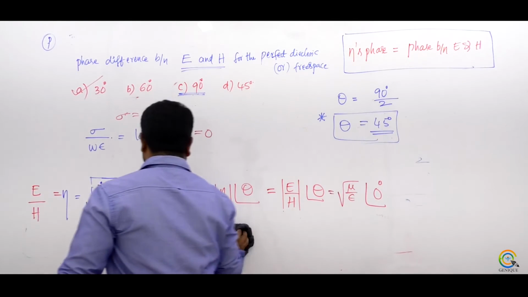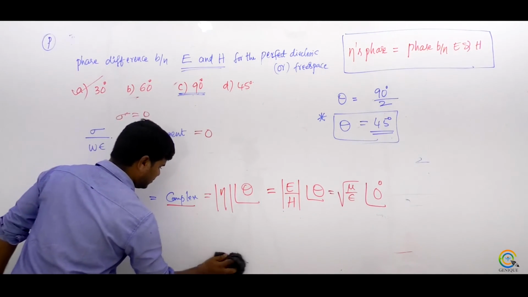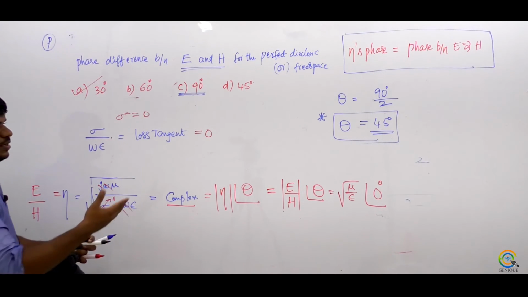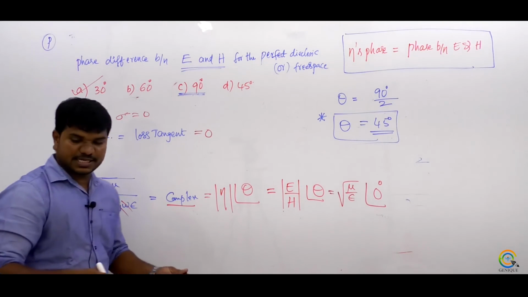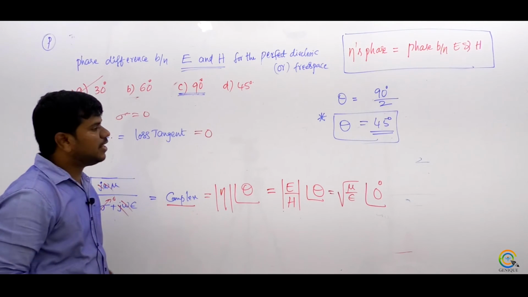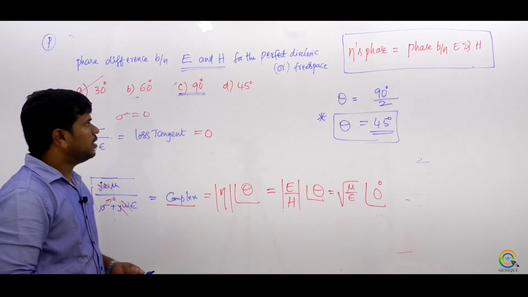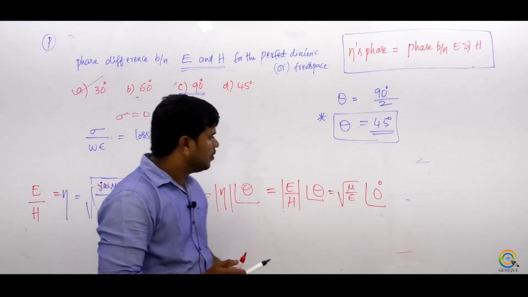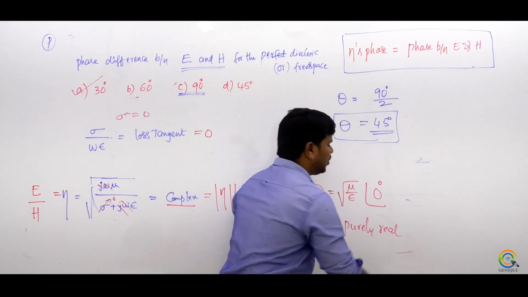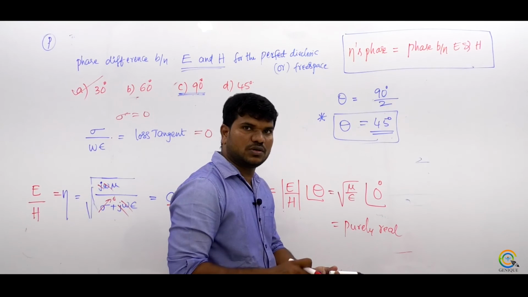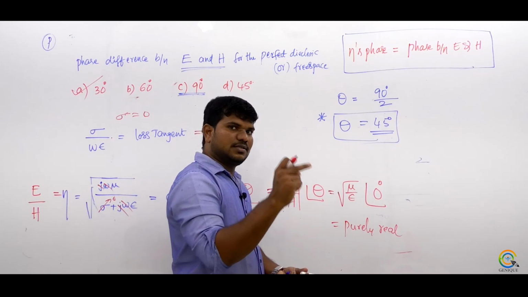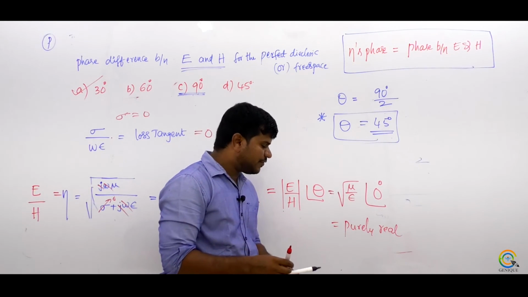So the phase difference between E and H is 0. The answer would be 0 for a perfect dielectric or free space. That means it is purely real. That's why we are getting 377 ohms, or 125 divided by root epsilon r.